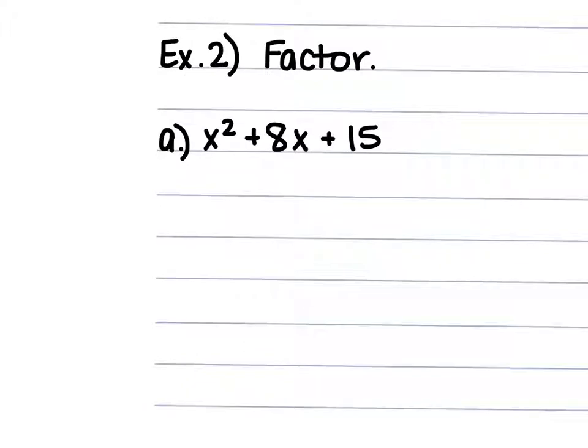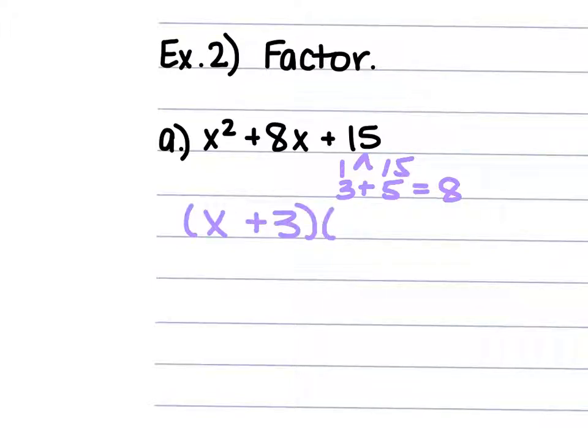If we look at example A for 2, we have x squared plus 8x plus 15. So what are the factors of 15 that add up to be an 8? We have 1 and 15. We also have 3 and 5. If both the 3 and the 5 are positive and we add them, that gives us the 8. So this is going to be x plus 3 times x plus 5.